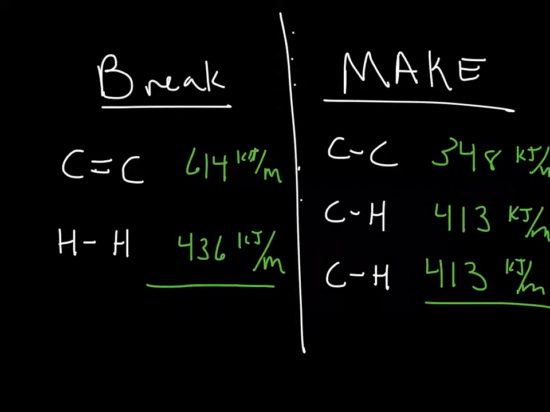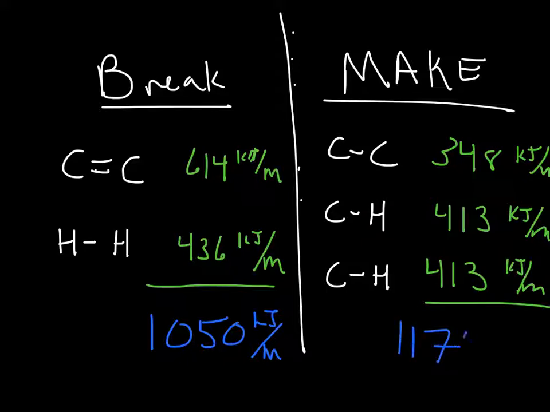So let's put some numbers to this. Our carbon double bond is going to take 614 kilojoules per mole to break. Our H-H bond is going to take 436, which means this is a total of 1,050 kilojoules per mole. Now our product side, we're forming one carbon-carbon single bond and two carbon-hydrogen bonds. So we add all these together and we wind up with 1174 kilojoules per mole.